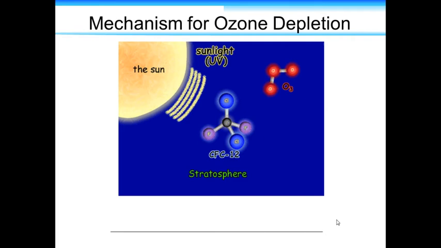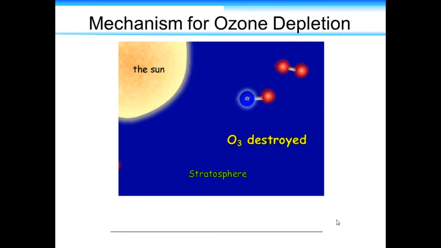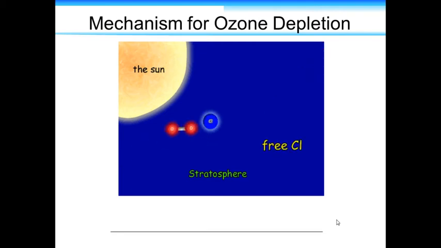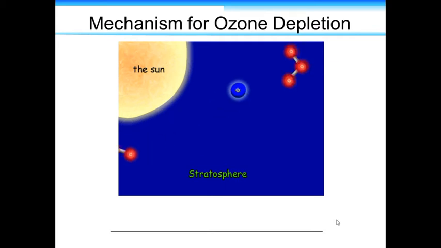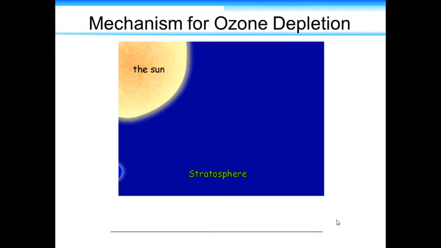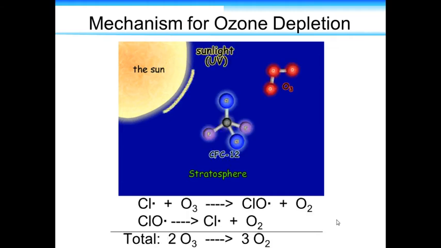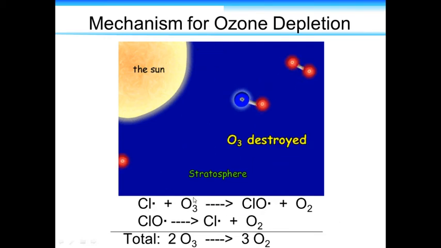So let's take a look. Here we have sunlight hitting a CFC. A chlorine atom breaks apart and combines with ozone, destroying it. And look, it's regenerated as a catalyst. Again, it strikes ozone and breaks it apart and is regenerated. And it is destroyed again by the same chlorine atom. So one chlorine atom can destroy many, many ozone molecules.